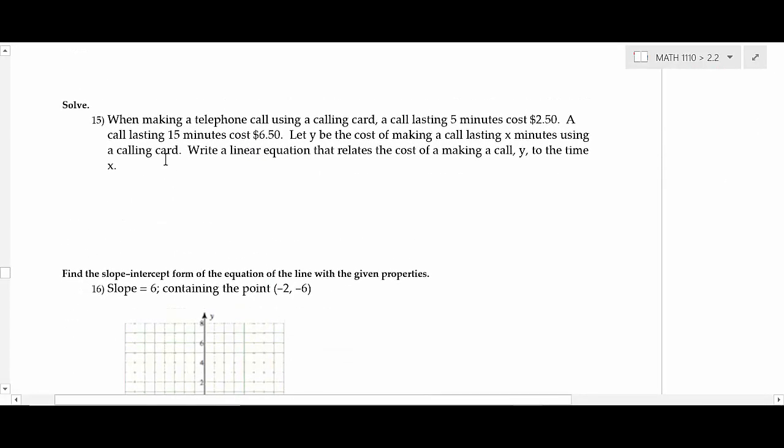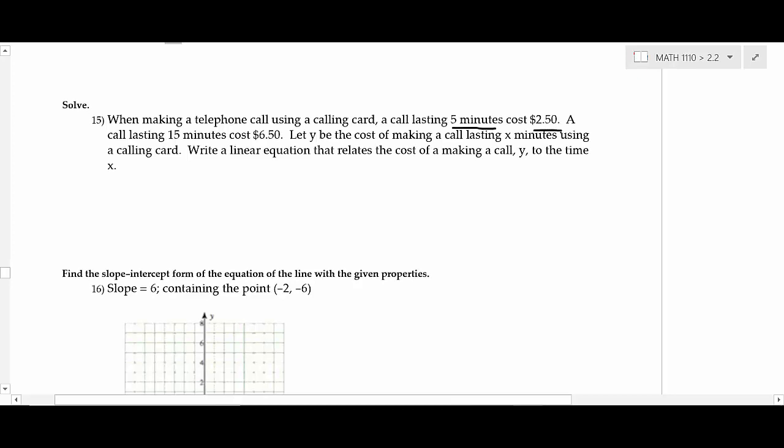Okay, let's do a few little applications. If you're learning linear at the beginning, this is a simple example to go through and look at. A lot of times in finance, things might follow what we call a linear model. Something like a cell phone billing might follow a linear model. So what this problem says is if your call lasts 5 minutes, it costs $2.50.